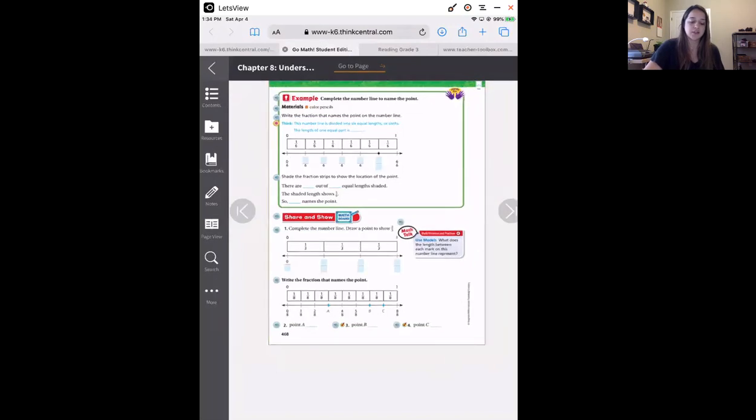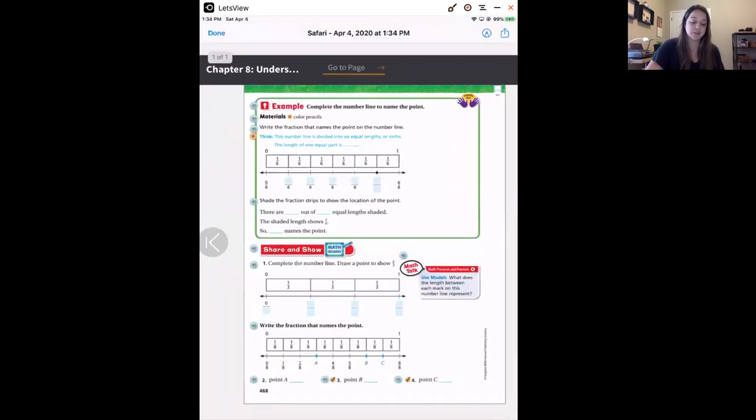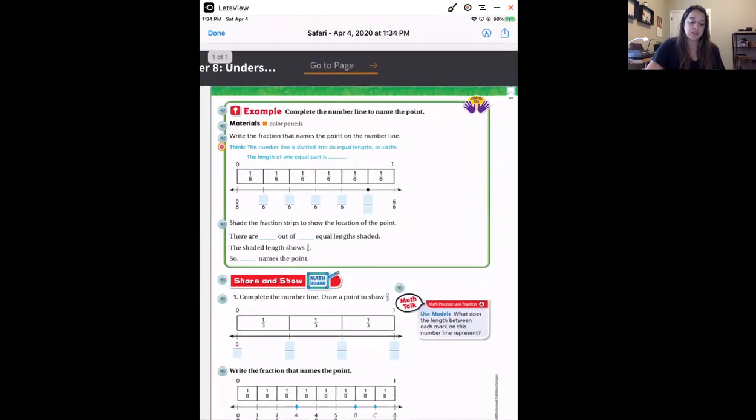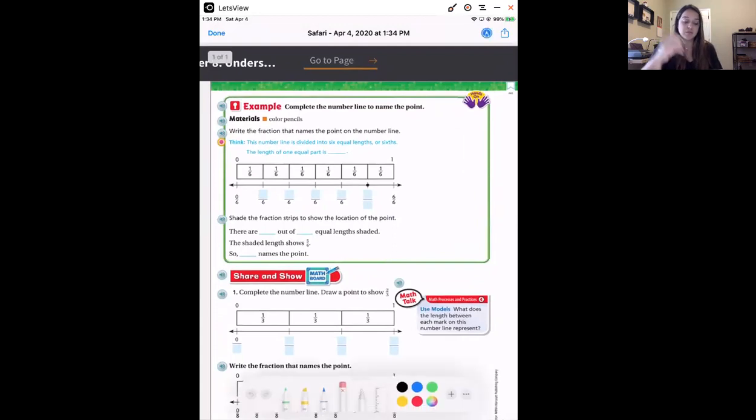Let's do this example together, because then after that, it's your share and show, and that's on your own. This example, complete the number line to name the point. Do you guys notice how I am reading what they're telling me? Because it's telling me in the book. We have a bit of a problem sometimes where we just look at something, we're like, oh, I know what to do. I just have to label. This is 1/6, and this is 2/6, and that's 3/6, and then we forget that there might be something else that we have to do, and we didn't do it. So stop, and let's read.